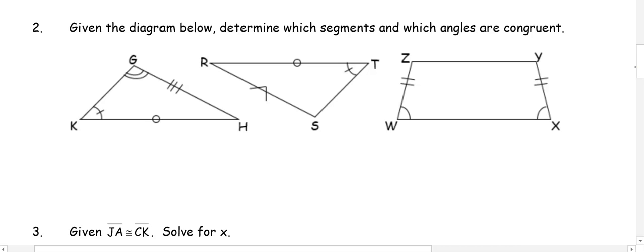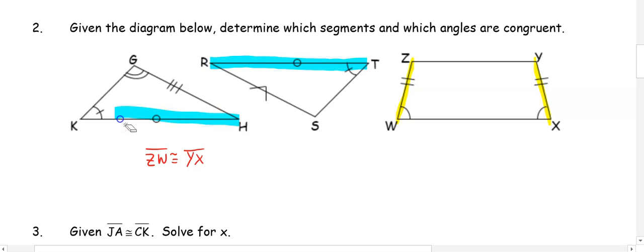So in number 2, which segments are congruent and which angles are congruent? So if we look at the 3 pictures of the triangles, we see that these segments have the same tick marks. So we could say that ZW is congruent to YX. If we look at the sides, another set of sides that is congruent, they both have the circles on them. So we could say that KH is congruent to RT.